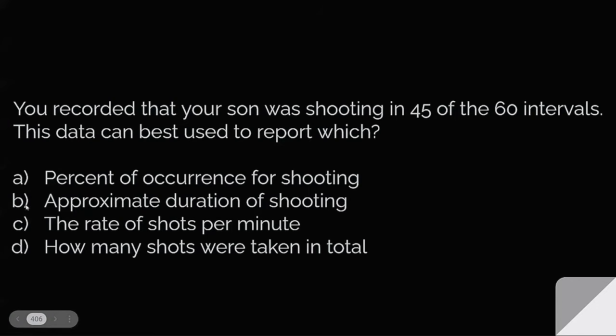B is an absolute no. C and D are like, yeah, you could do that, but it would be a weird estimate. What you can get now is a percent of occurrence. You could divide 45 by 60 and get, what is that, 75% of occurrence. That's a great use of partial interval recording, if you've got something that you want to have a percent of occurrence, but you don't have a way to limit the opportunities.